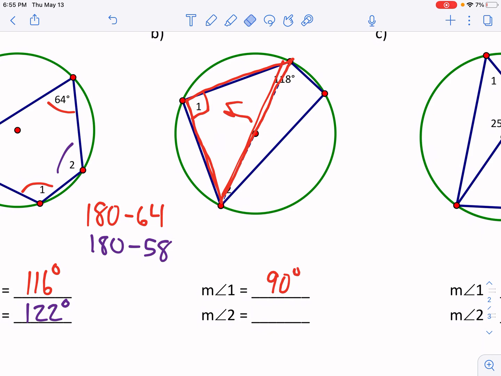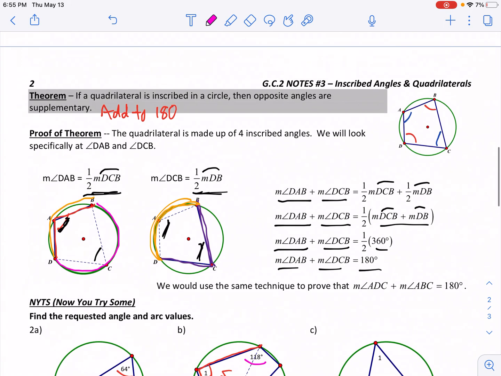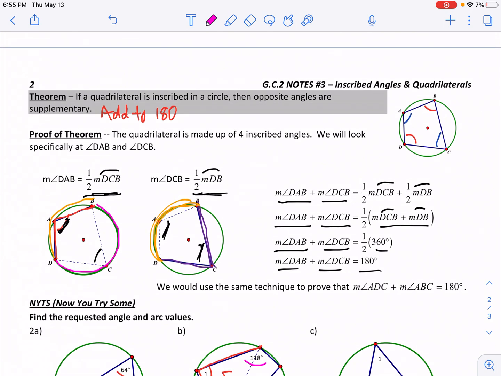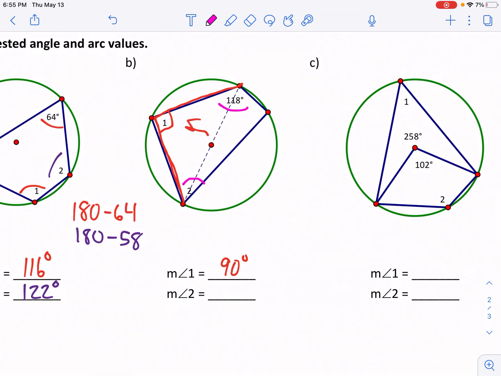Now, finding angle 2 here, they say this guy is 118, and this guy is the opposite angle 2 here. So we learned up here, just like we talked about, if a quadrilateral is inscribed in a circle, then opposite angles are supplementary. So that means angle 2 plus 118 has to add up to be 180. So working backwards, take 180 minus 118, and that's going to give us 62 degrees. So angle 2 here is 62 degrees.